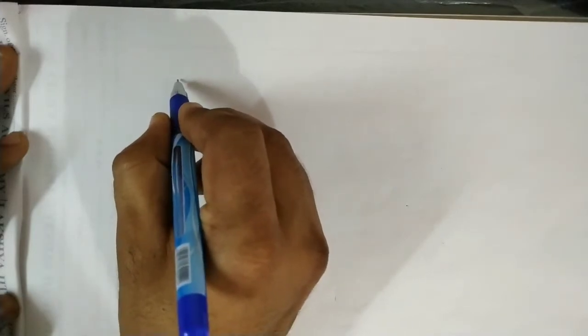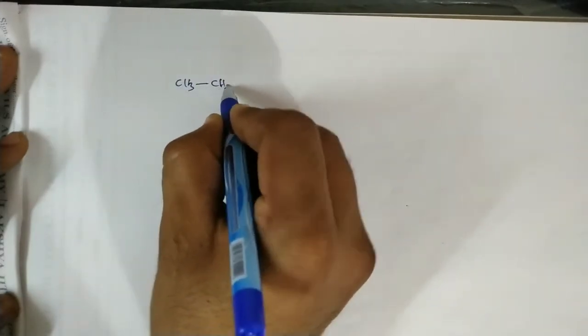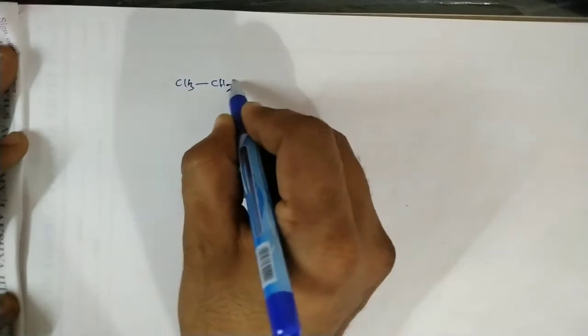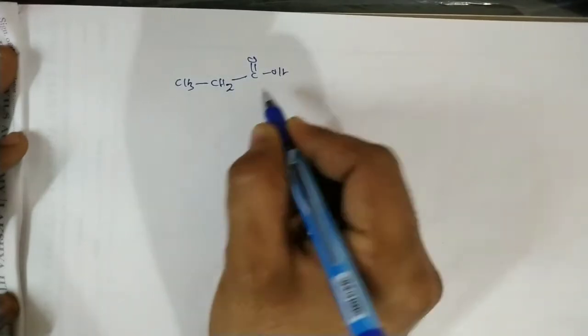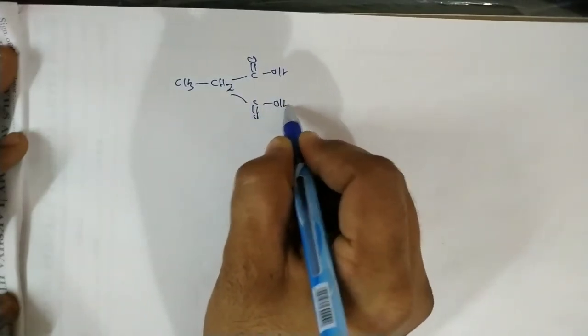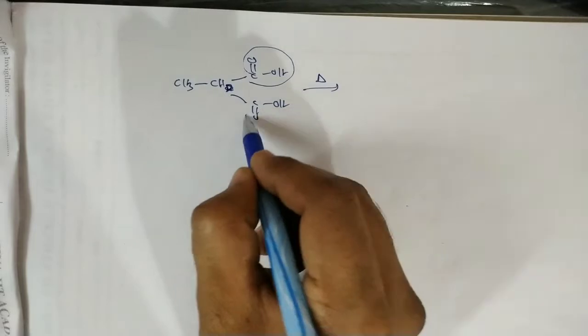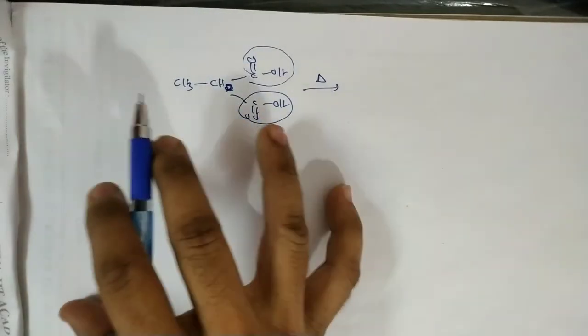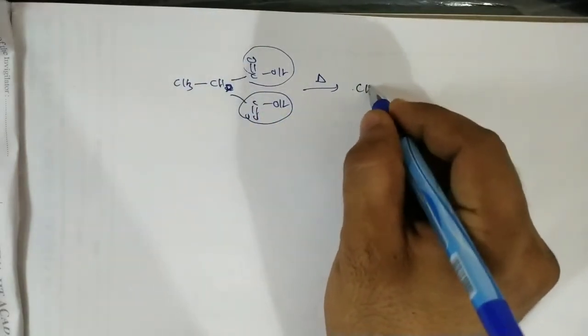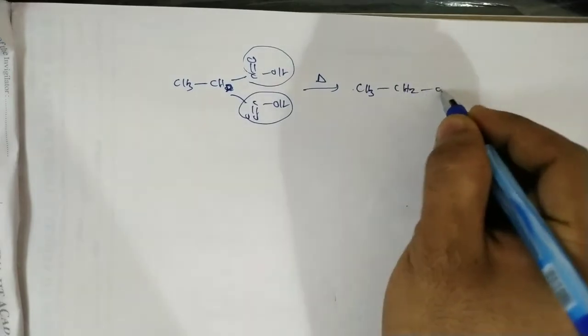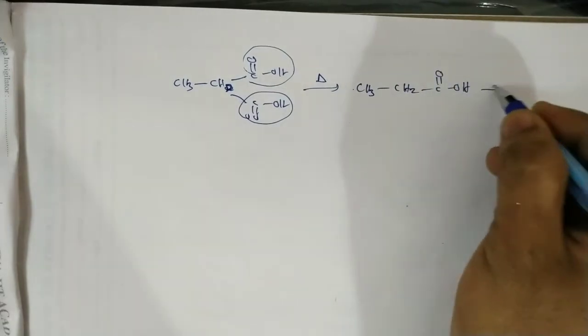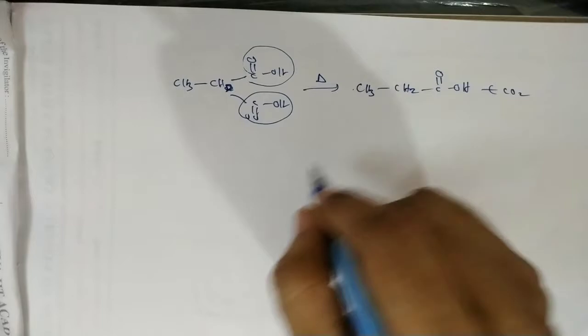Now 1,1-dicarboxylic acids also decarboxylate. Okay, so that means here CH3, CH2, C double bond OH and C double bond OH. Okay, the CH. So here this one on heating, both carboxylic acid groups are attached to the same carbon. In this case, on heating decarboxylation takes place, giving CH3CH2C double bond OH plus CO2. Okay.